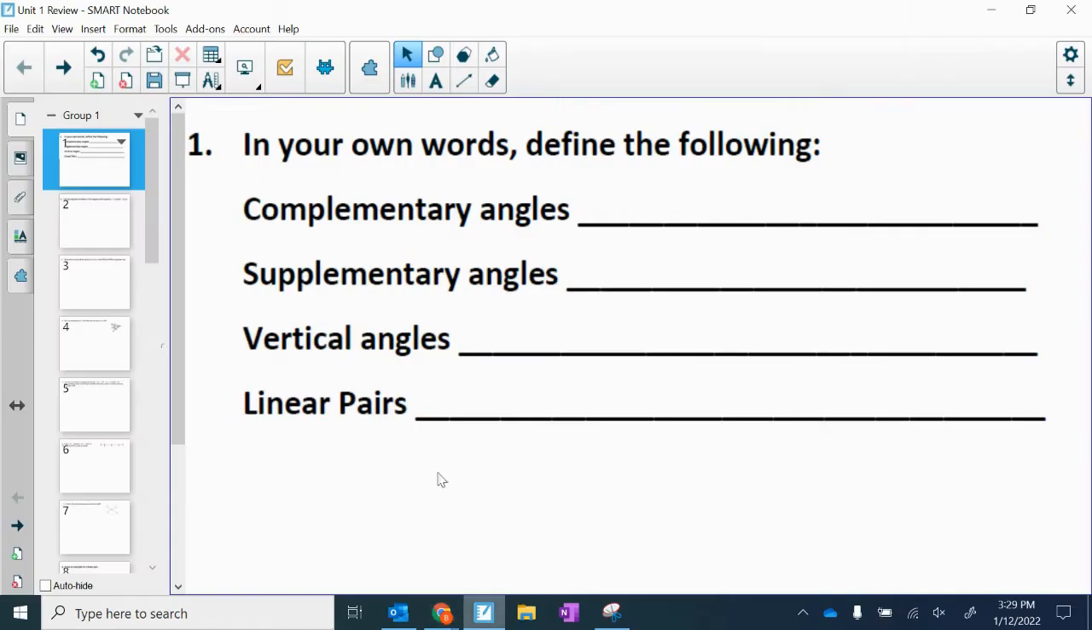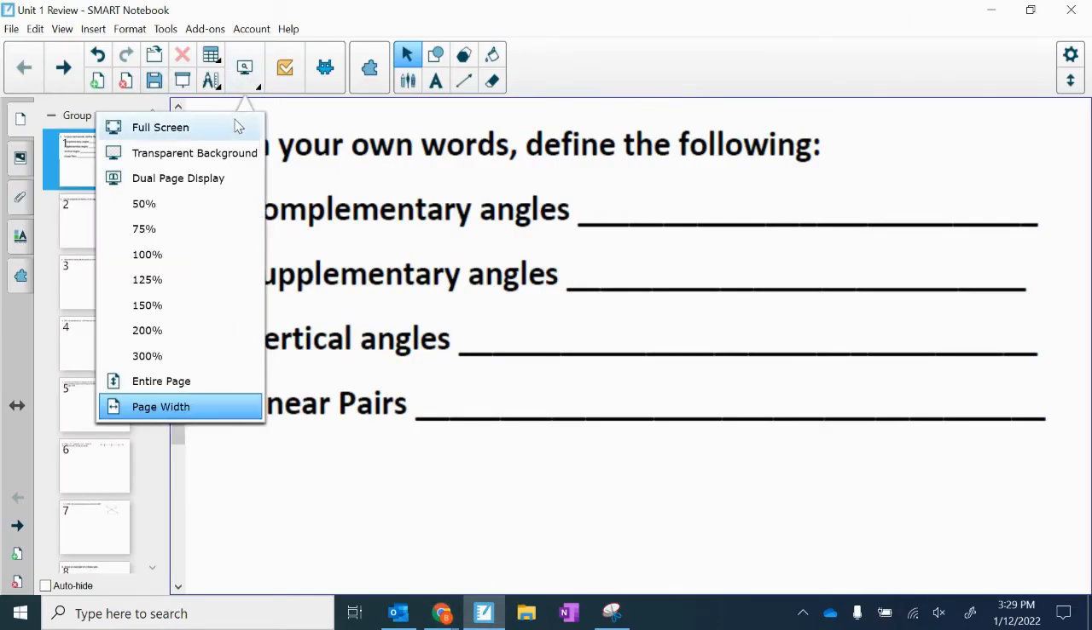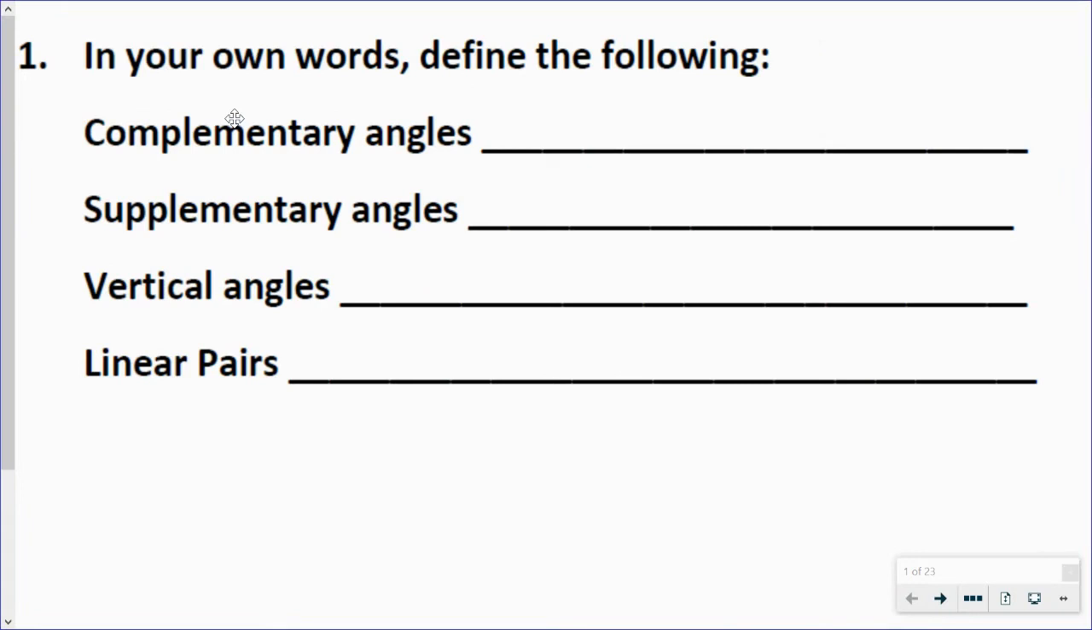All right, we're going to look at our review for the Unit 1 test here. And so we're going to start off with my questions should match along with yours. So hopefully you've tried and attempted them before you're watching this. So in our own words, we're going to define the following.